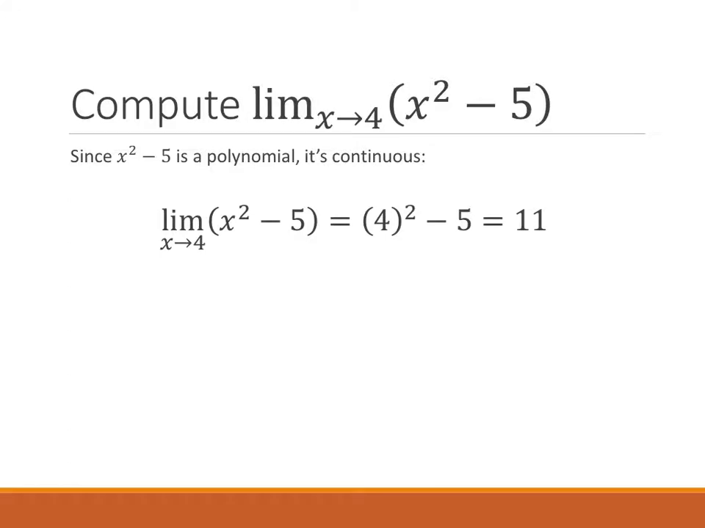So going back to our problem, if we want the limit as x goes to 4 of x squared minus 5, well, x squared minus 5 is a polynomial, so all we have to do is plug in. We get 4 squared minus 5, which is 11.